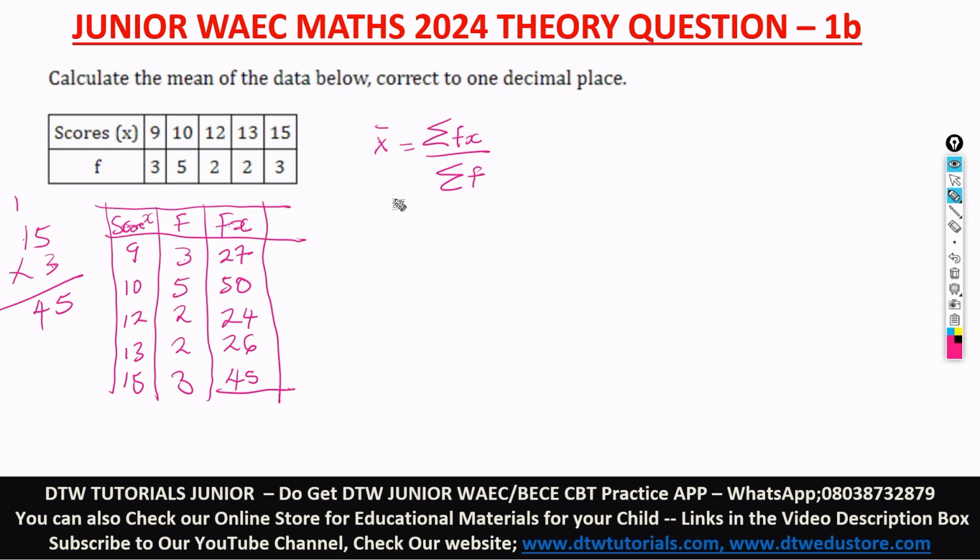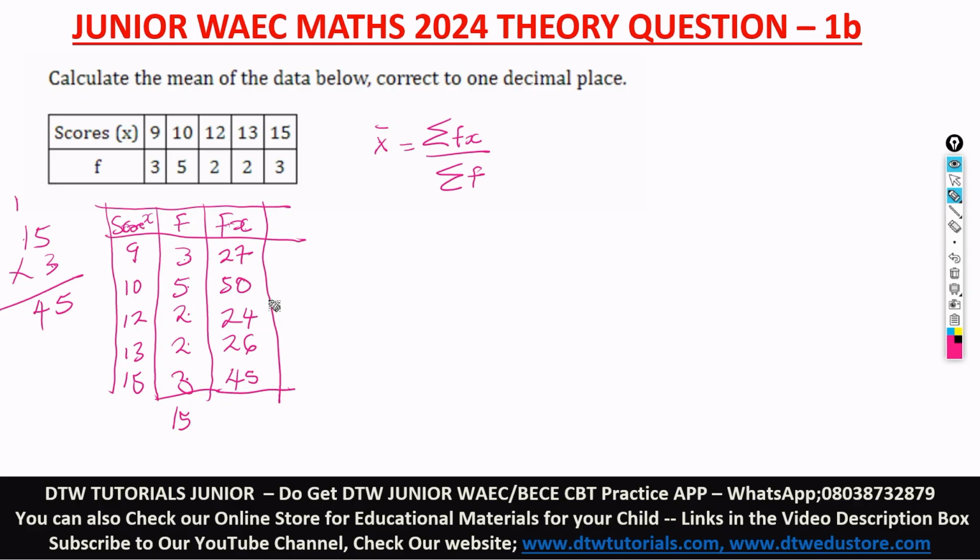According to the formula for mean, we need to sum our f of x and we need to sum our what? Frequency. Now let's add our frequency. It gives 3 plus 5, 8. 8 plus 2 will give us 10. 10 plus 2 will give us 12. 12 plus 3 will give us what? 15. Now let's sum this.